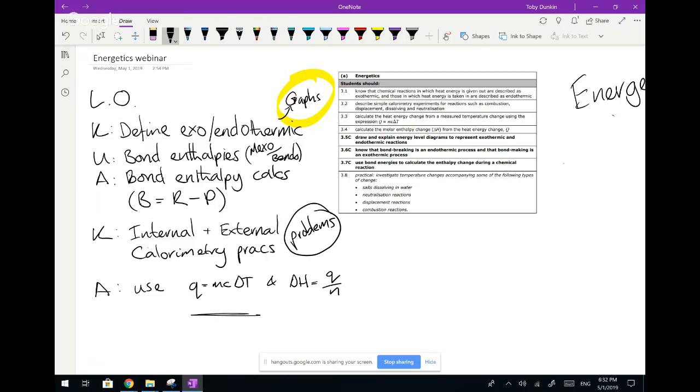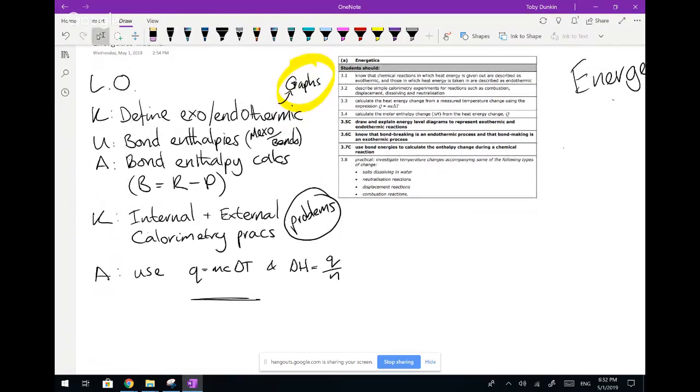Okay, the last learning objective is be able to use Q equals MC delta T and delta H equals Q over N. So I will expand on those throughout the webinar.